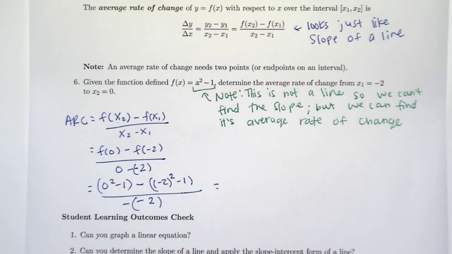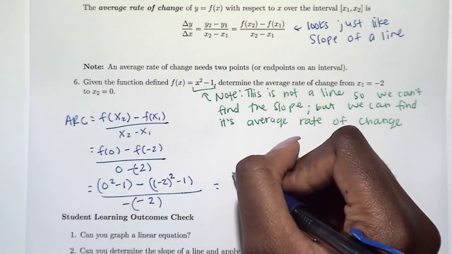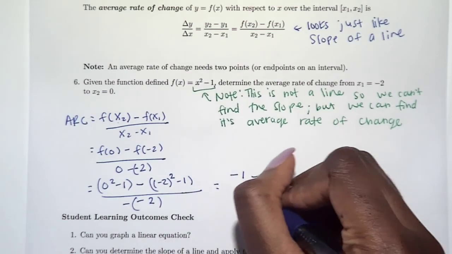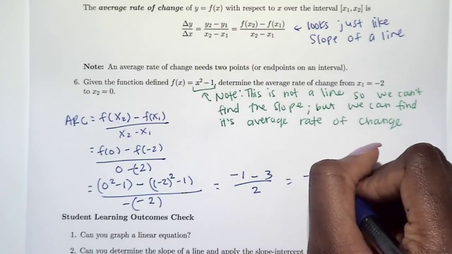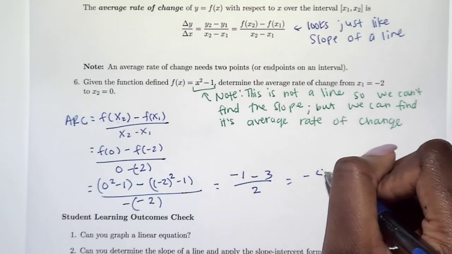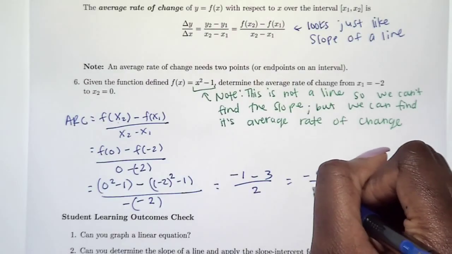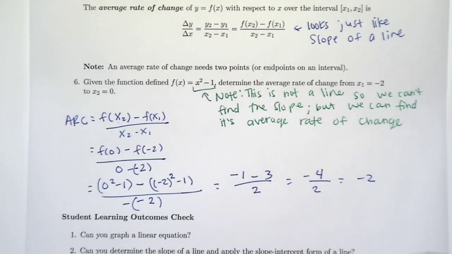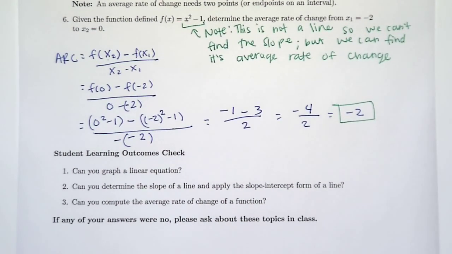All right, is everybody with me? So now we just simplify. So this is negative 1 minus 3 over positive 2. So the average rate of change here is negative 2. All right, so make sure that you can answer yes to these learning outcomes checks, and if not, make sure you ask me about them in class.